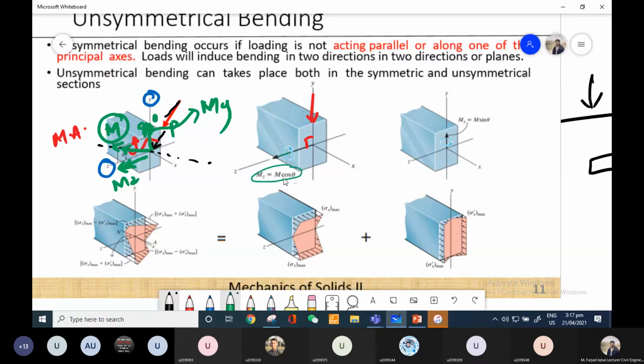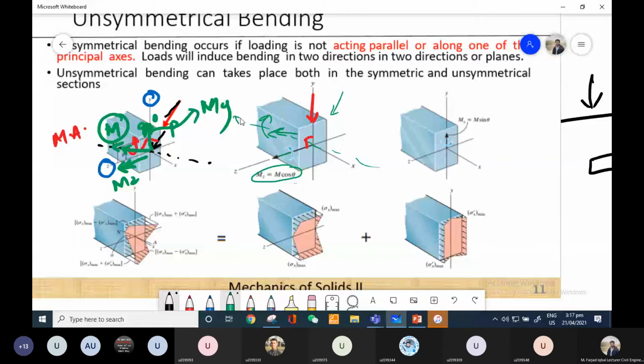This one is Mz, which is M cos theta. Now M is the moment which is acting on the axis. If the load is this one, then M is the moment which is acting on this axis, which let's call the M axis or moment axis.